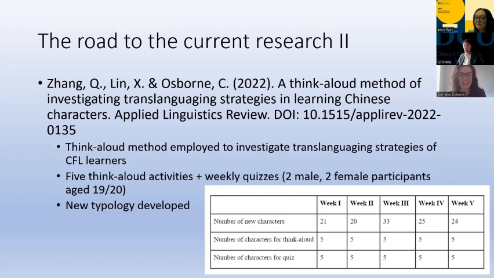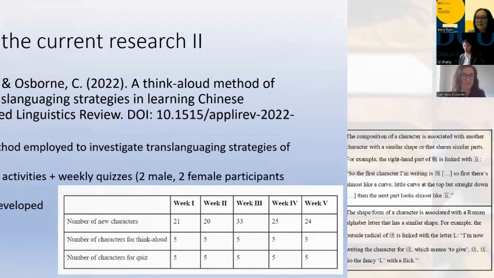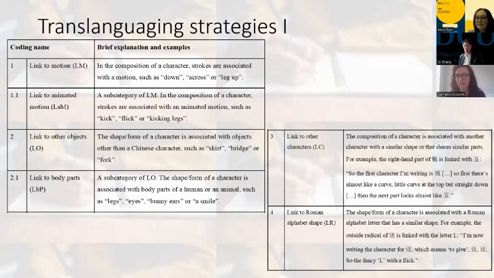So from this, a new typology was developed, and we're going to take a look at some of the translanguaging strategies that came about. And this is the really fascinating part of the research. So if I start from the left side of the screen, we look at the coding name. So the first one is a link to motion. So the brief explanation beside it. So in the composition of a character, students would associate a stroke with motion, such as down, across, like up. So we can really follow the pattern of what they're writing on the page.